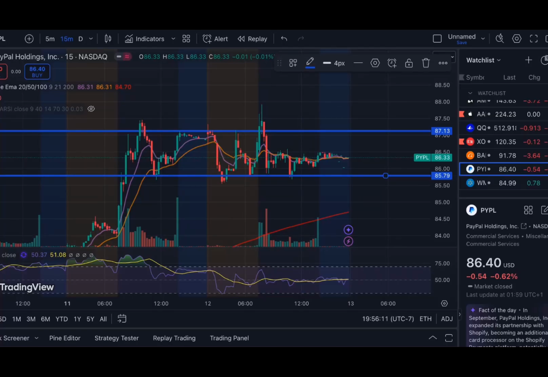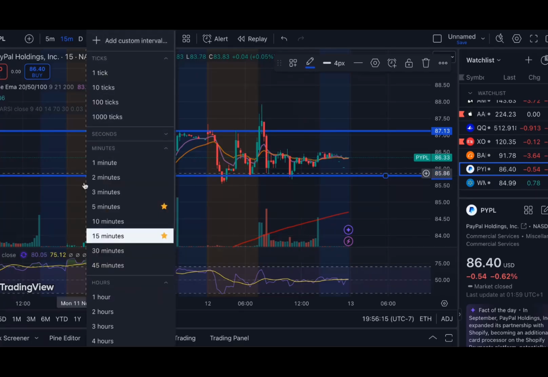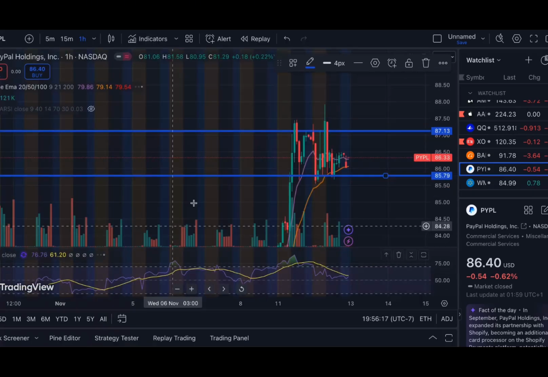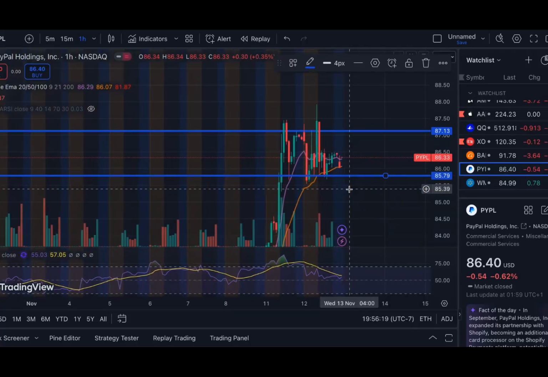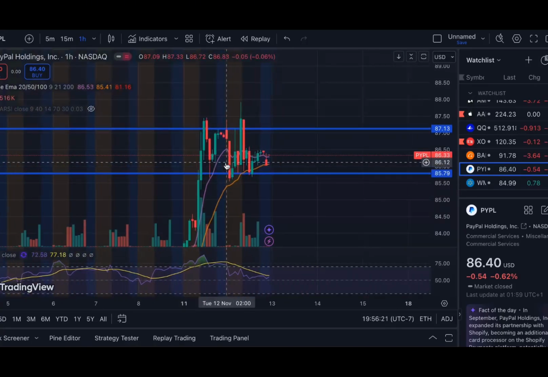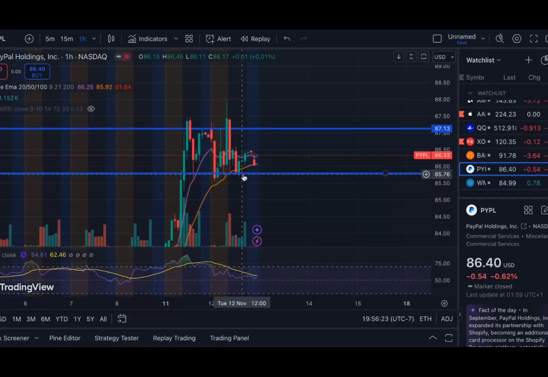Sure. So PayPal is in an uptrending pattern. You can see this here. This is the hourly chart. All these candles represent 1 hour price action. PayPal continued to bounce along what I call my moving averages, the orange and the purple line.